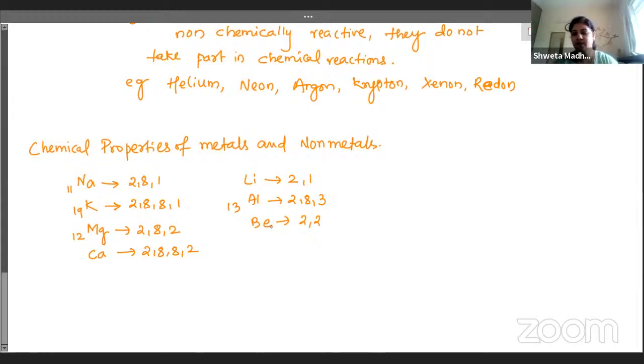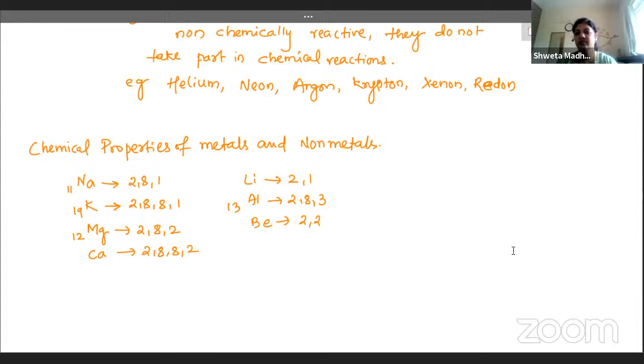If we see the electronic distribution of non-metals, non-metals have 5, 6, or 7 valence electrons. Therefore, they have a tendency to gain electrons and form negatively charged ions. That means they show electronegativity. They are electronegative. That is, they have a tendency to form negatively charged ions in chemical reactions.